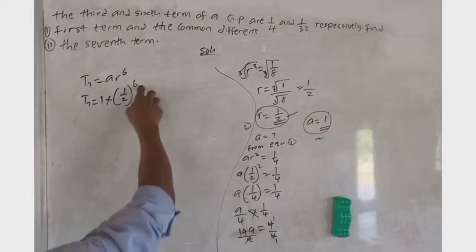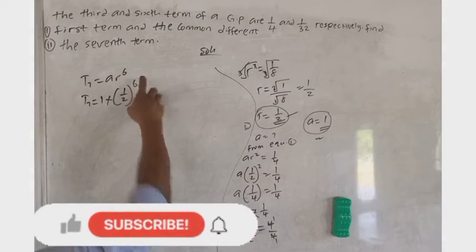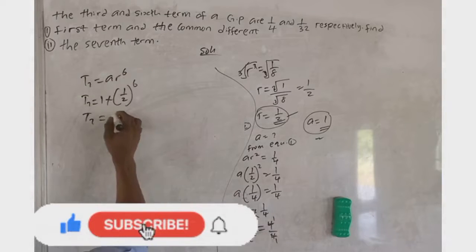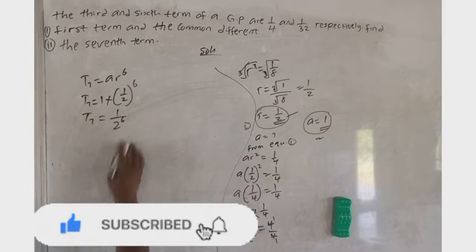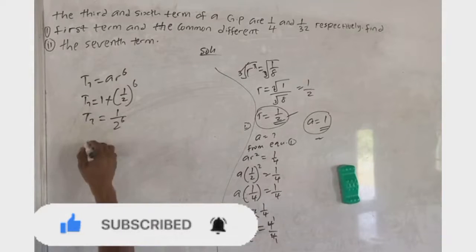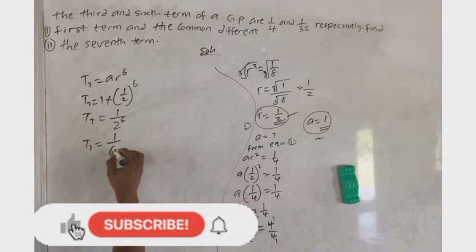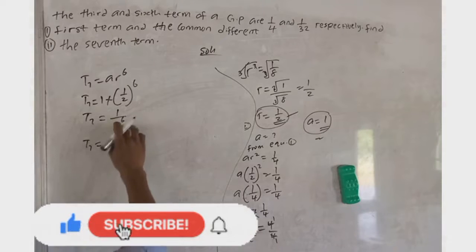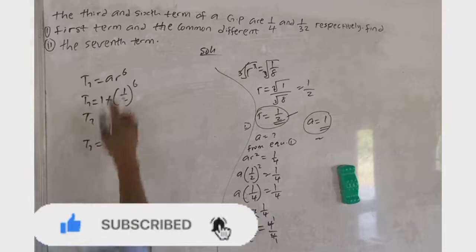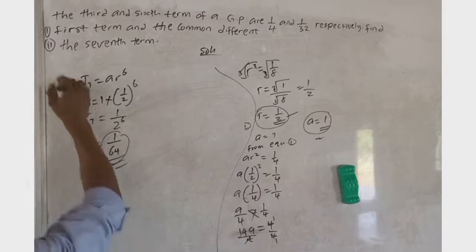So when you open this bracket, it means that we have 1 raised to power 6 and 2 raised to power 6. So T7 is equal to 1 times this, which gives us 1 over 2 raised to power 6. If you use a calculator, 2 raised to power 6, that is 2 multiplied in 6 places, is equal to 64. So our 7th term is equal to 1 over 64. So this is the answer for the second question.